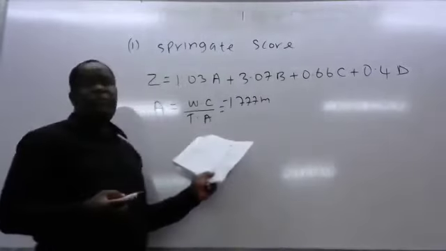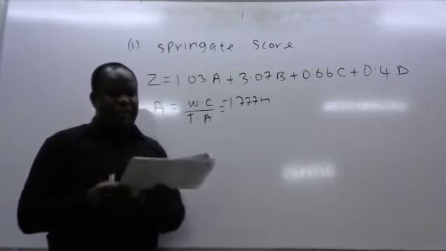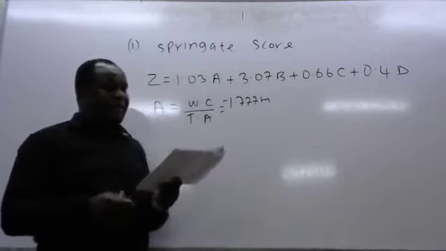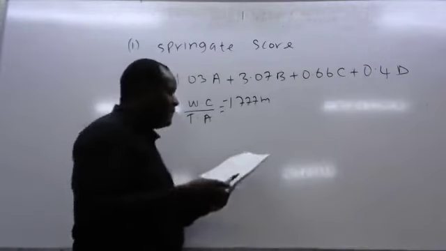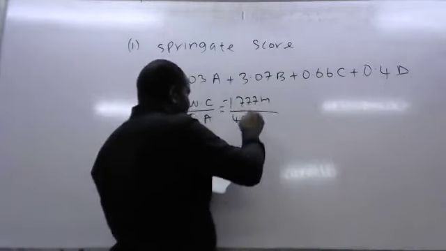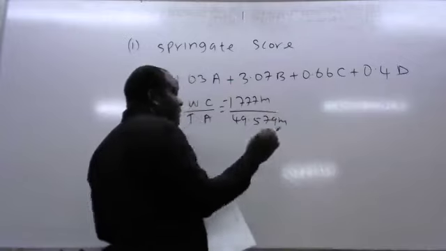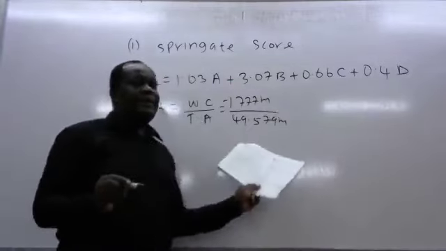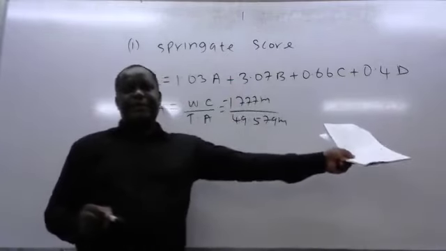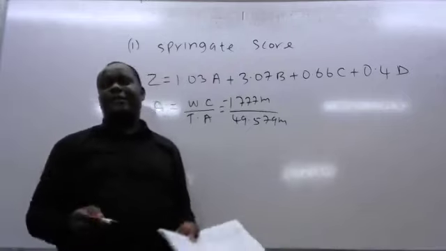Then you are supposed to divide by the total assets. So total assets were given. Are you able to see the total assets? It is 49.579. So that figure, don't divide. Just have it like that. You reuse them directly in their model, because if you compute and round them off, they will change the results.